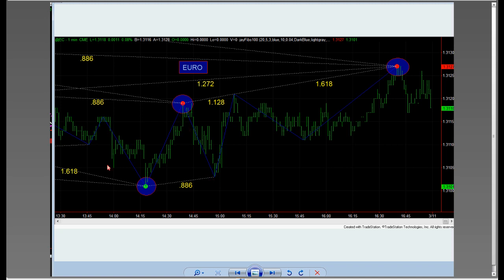When you do have a price cluster, here's a 1.618, and this also is an 886 retracement. This is a price cluster. A fib cluster. Here's a fib cluster, so you can see how it calls the highs and lows.